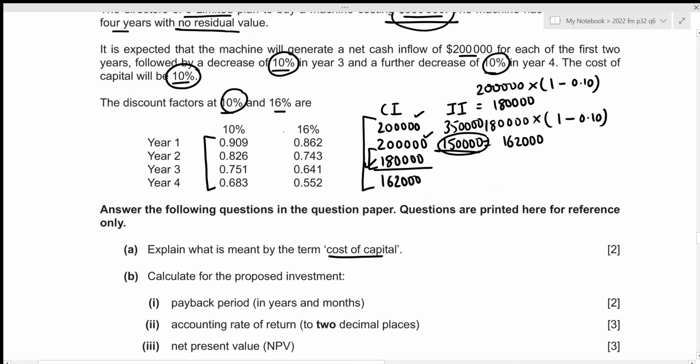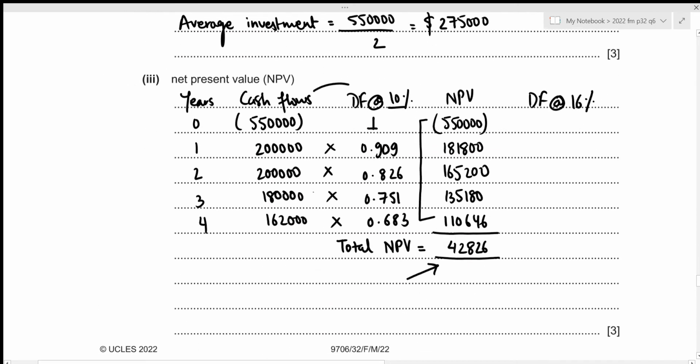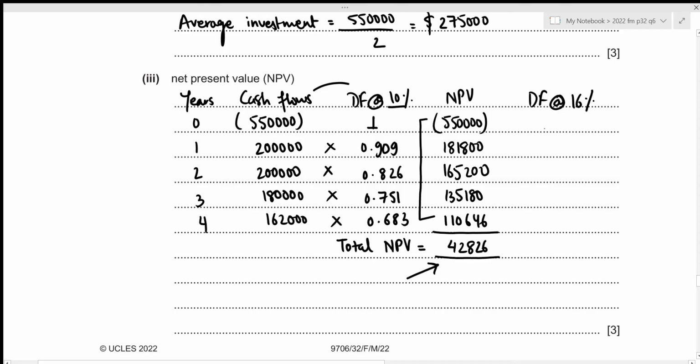It is 0.826, 0.743, 0.641, and 0.552. Let's copy these numbers. Again, like I said before, for year 0, the discount factor is always going to be 1 regardless of our percentage or rate. Now for year 1, it was given to be 0.862. For year 2, it was 0.743. For year 3, that was 0.641. And for year 4, that was 0.552.